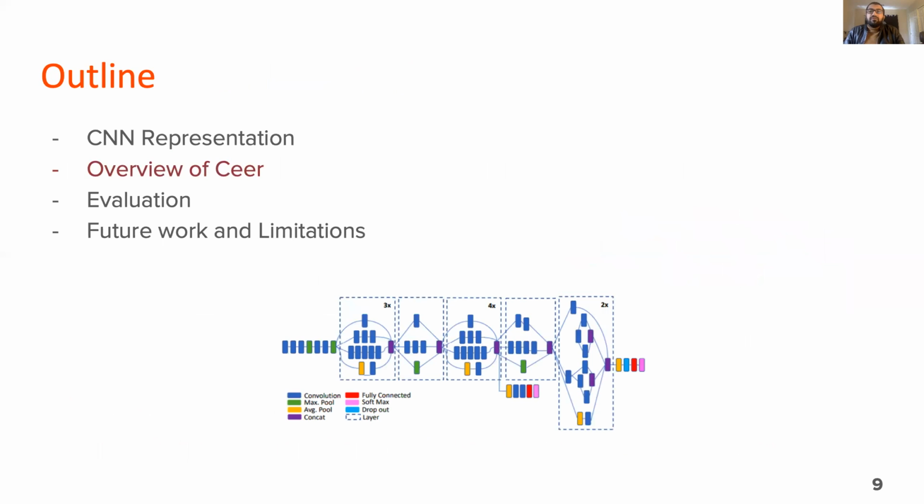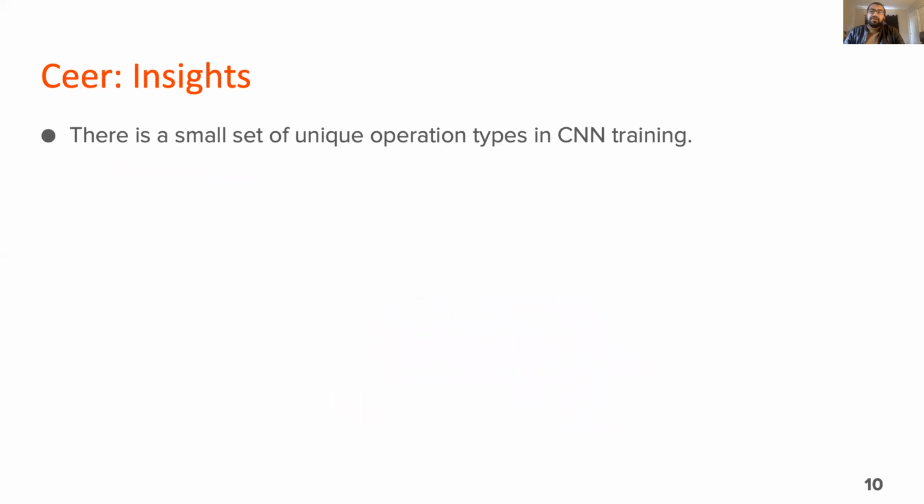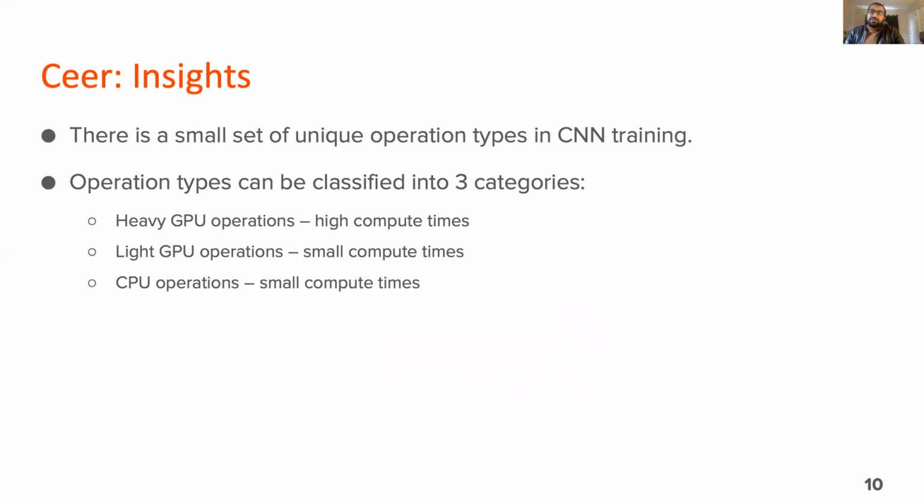Now, we will move on to discussing how the data flow graph is used by Ceer for predicting accurate training times. In our experiments, we found some key insights about CNN training. For all the CNNs we tested, training always consisted of a small set of unique operations. These operations can be classified into three categories. First, heavy GPU operations are the operations which constitute most of the training time. Each individual operation of this type also has higher compute times as compared to the rest of the operation types.